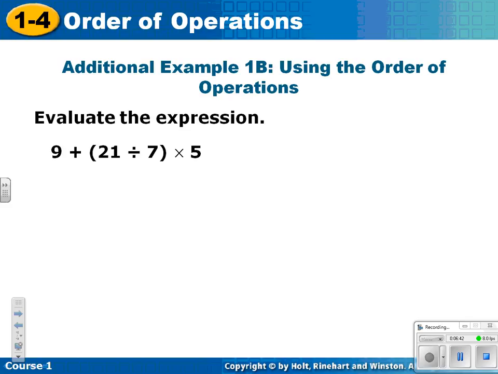Why do we do 21 divided by 7 first? Because it's in parentheses. So what I want you to do is underline what we're doing first. Solve that part of it, which is 3. And then rewrite everything around it: 9 plus 3 times 5. Don't erase what you were doing before. You don't need to.